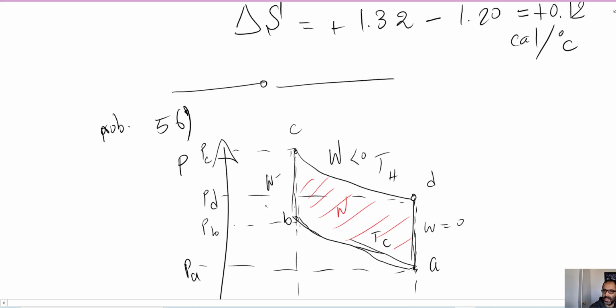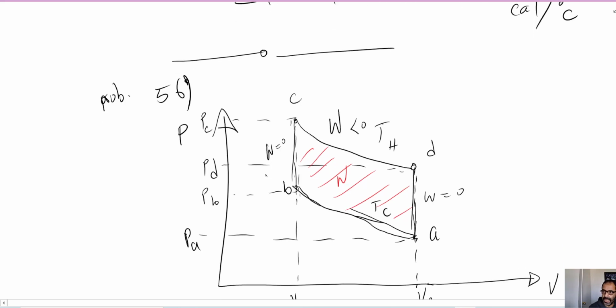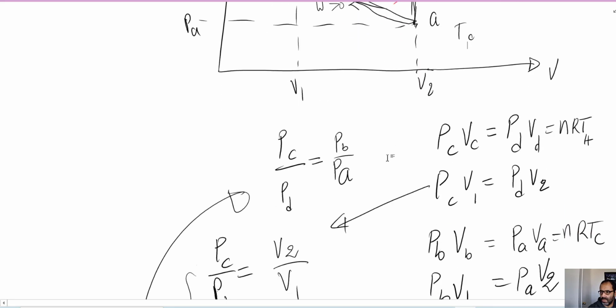This W is going to be 0 in here again because it's an isochoric process. This W at the end in here, because we're going clockwise, so the net W is going to be negative, and here it's going to be actually positive. But this is happening at TC, which is less than TH, so this work is going to be less than that work in absolute value. So the net work is going to be positive.